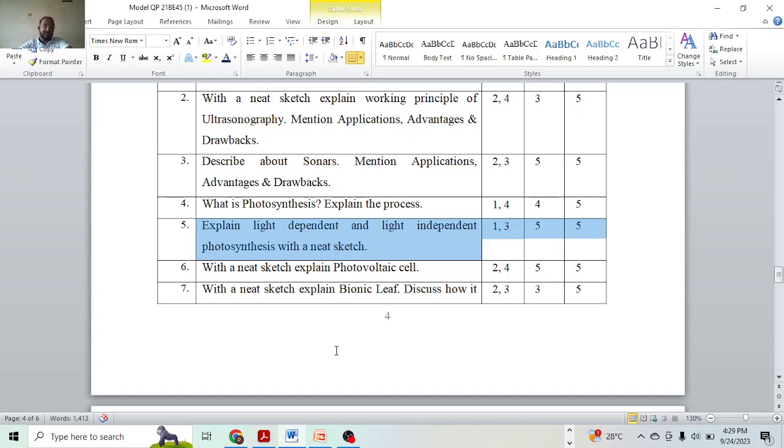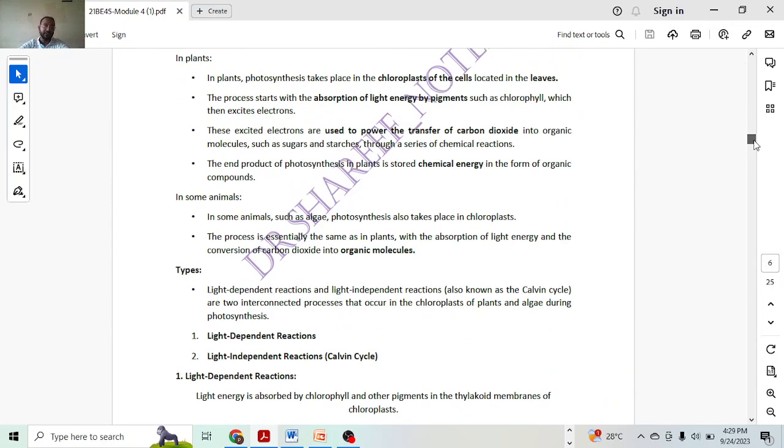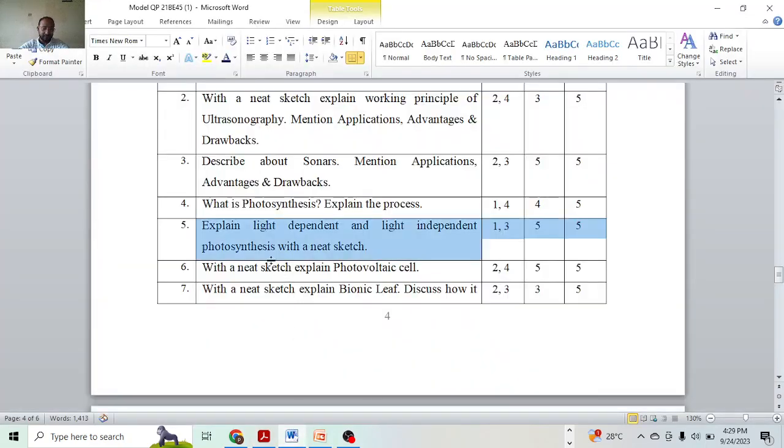So what will you write for 5 marks? First, we will see that, and later we will go for 10 marks. For 10 marks you write as it is, whatever I have given in the notes, because everything is included. What is the question that you have to see properly? Explain light dependent and light independent photosynthesis with a neat sketch. That means we need to explain only the process, with a neat sketch.